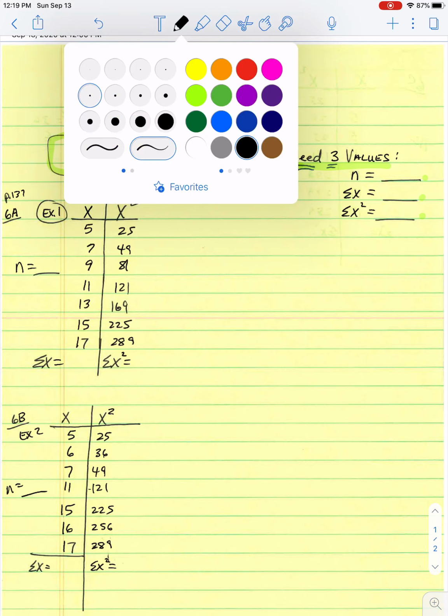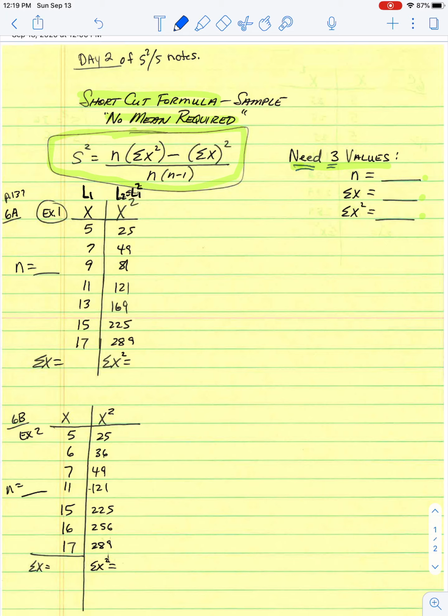All right, so let's figure this out here. For our n, count how many data points you have. So 1, 2, 3, 4, 5, 6, 7. Okay, so I count 7 data points. I went ahead and I've already squared the numbers. I figured you're okay with squaring numbers. And I need to find the sum of both of these columns. If I add up the x's, I get a sum of 77. If I add up the squares, I get 959.